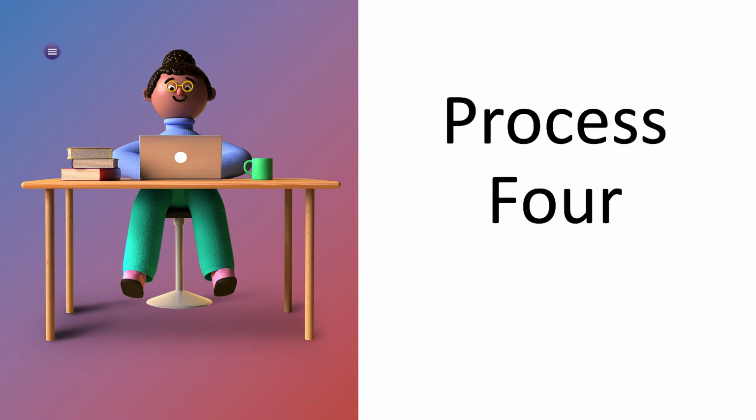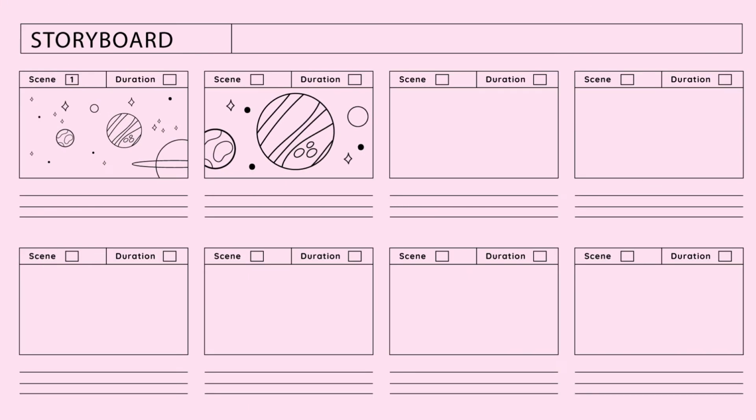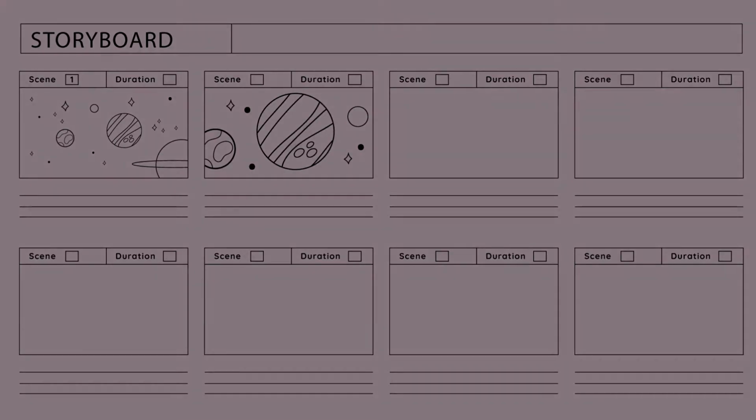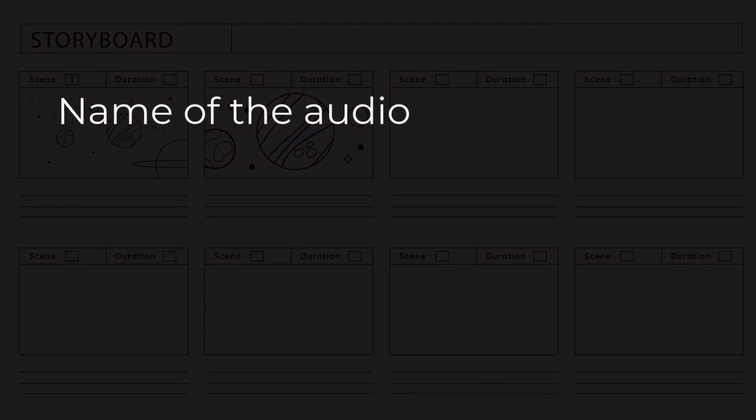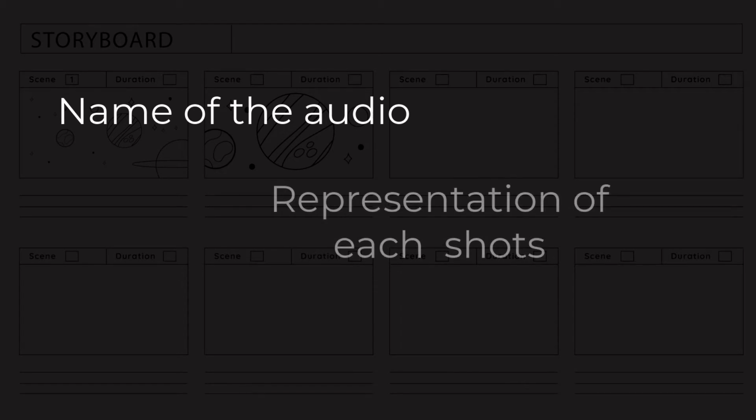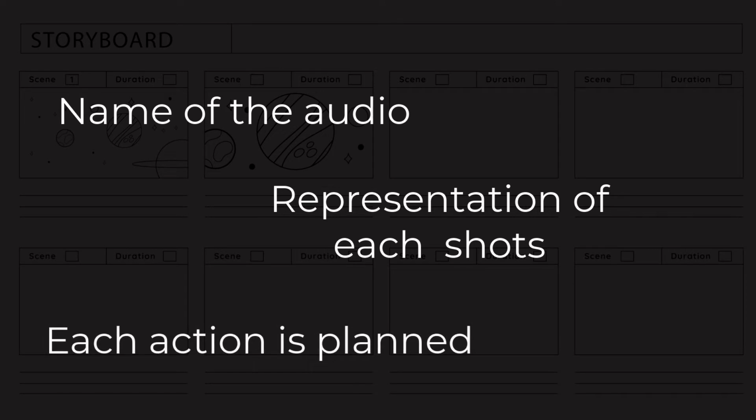Process 4, creating a storyboard and script. These are 2 steps in the creation process which are essentially special for me, being a visual learner. When creating the storyboard, I can add all the visual elements such as the name of the audio I'm going to use, a representation of each shot. Also, each action is planned so I know in advance how the video is going to turn out. Planning is key to the whole process for me, and this will be done with good old paper and pencil.